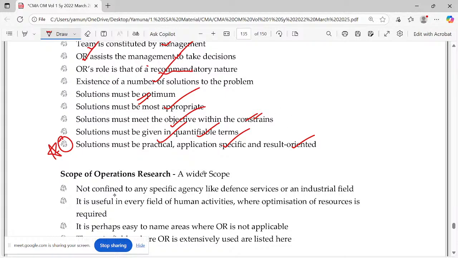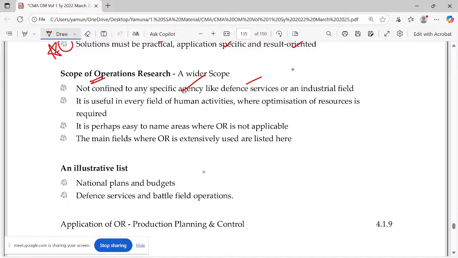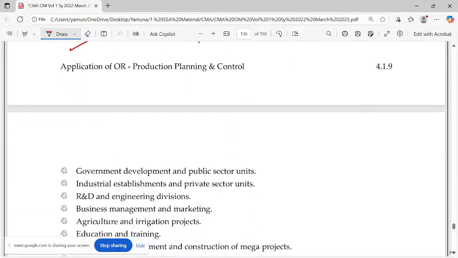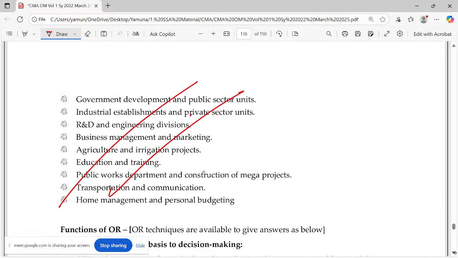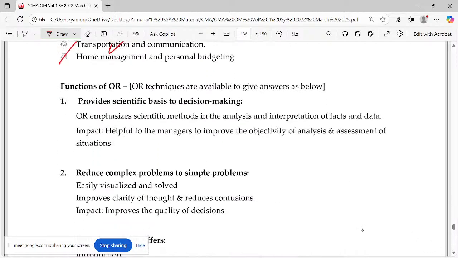Okay. Scope of operational research is not confined to any specific agency. Everywhere we use it. Okay, so this is a common topic in human activity, in defense, in medicine, everywhere you use it. Okay, so it's a very big illustrative list. Already we have done this one probably. Then you can cut it out. Already we have done this one. Okay, please strike it out. Functions of OR.